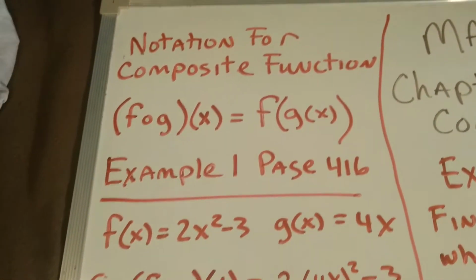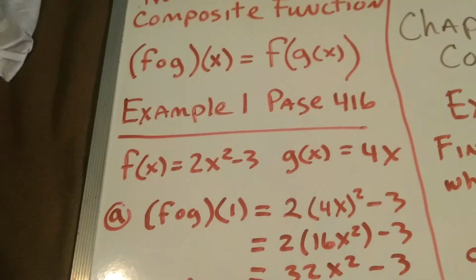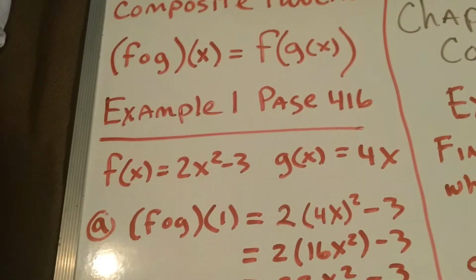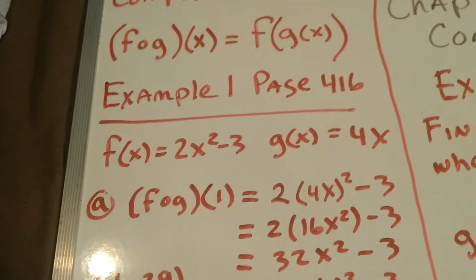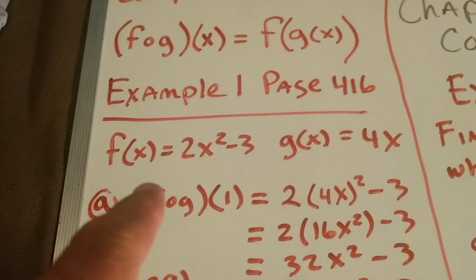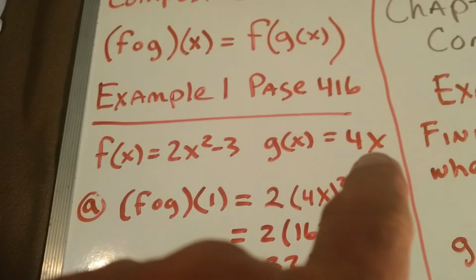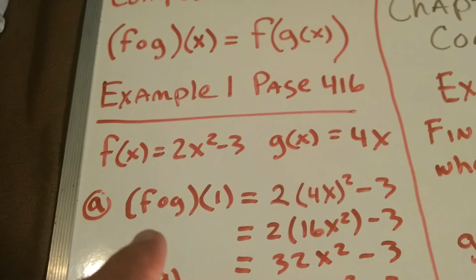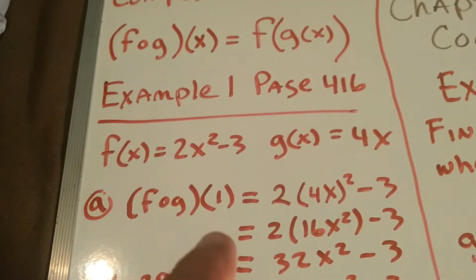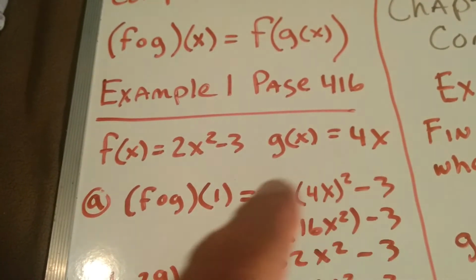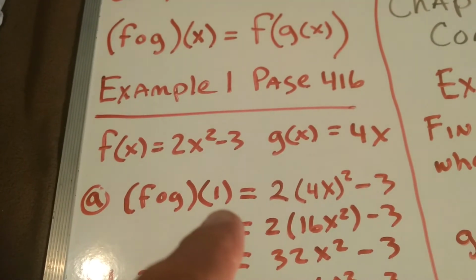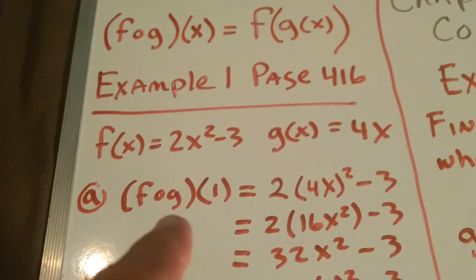Here's what happens. Here's a couple of examples. This is example 1, 2 of them. On page 416, we have f of x equals 2x squared minus 3, g of x equals 4x. Letter A wants us to find f of g of 1. So I'm looking for f of g. I'm not going to put the 1 in until I get f of g.